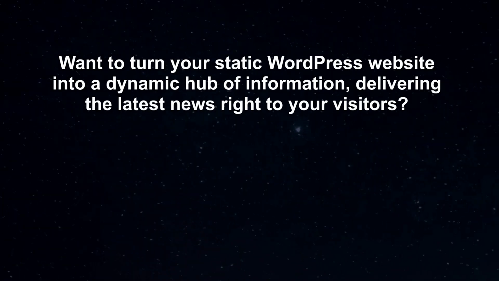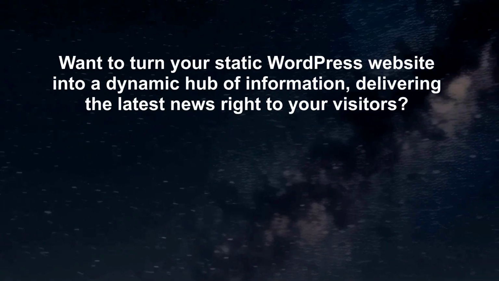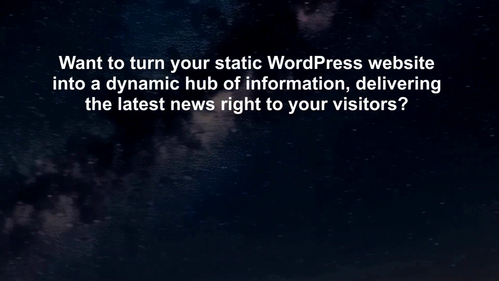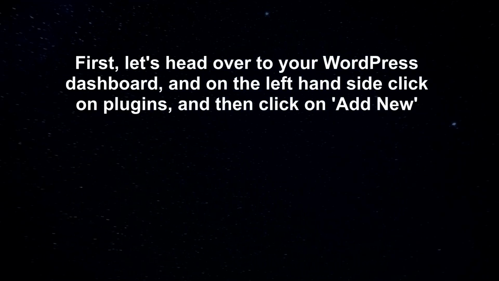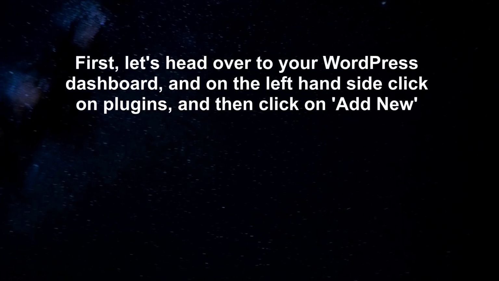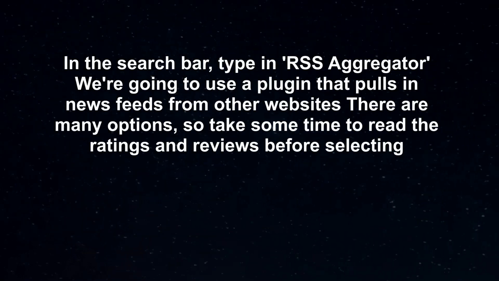Want to turn your static WordPress website into a dynamic hub of information, delivering the latest news right to your visitors? First, let's head over to your WordPress dashboard, and on the left-hand side, click on Plugins, and then click on Add New. In the search bar, type in RSS Aggregator.